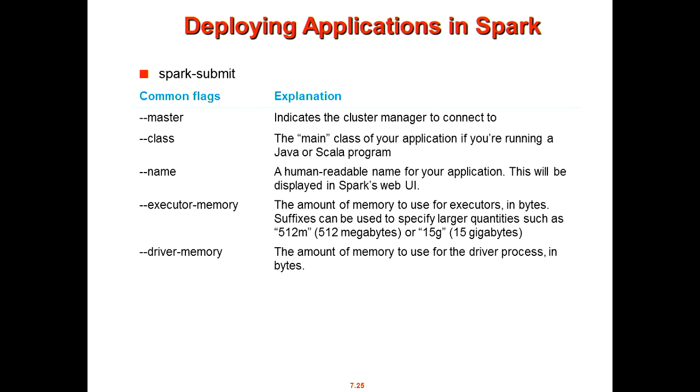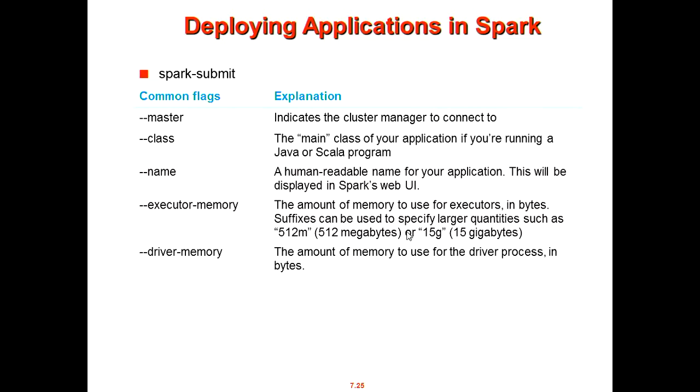And this is used for debugging because you may run many applications in Spark. So with this specified name, you can check the status of your relevant applications. You can also see this in Spark's web UI. And executor memory is used to allocate the amount of memory for each executor. This is in bytes, such as 512 megabytes or 15 gigabytes.